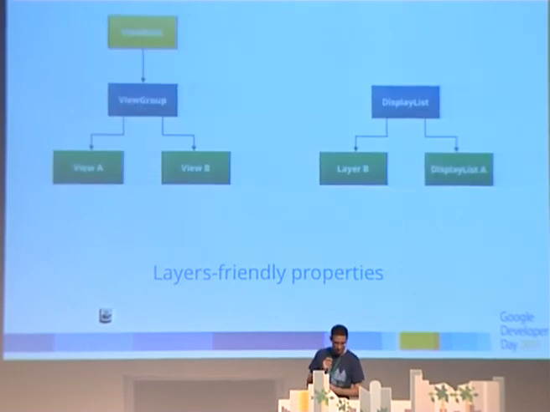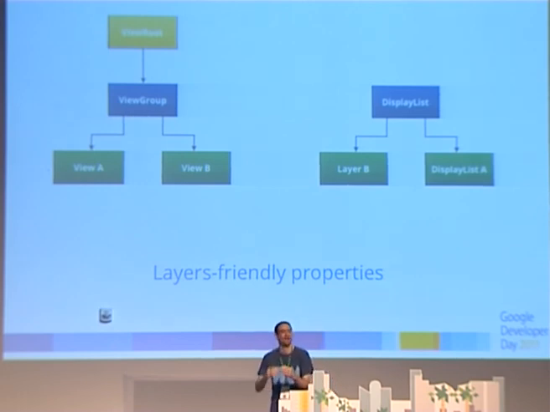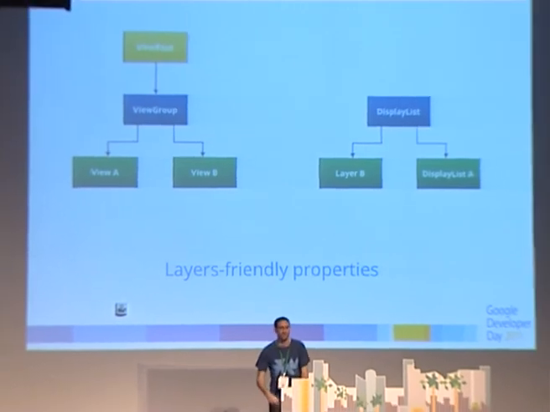So we have layer-friendly properties as well. Display lists and layers are now built to work together. So you get all the advantages of the display lists, that we're caching how it was built. But also, when you render that view, which is rendered with display lists, onto a layer, there's an extra performance gain for you.